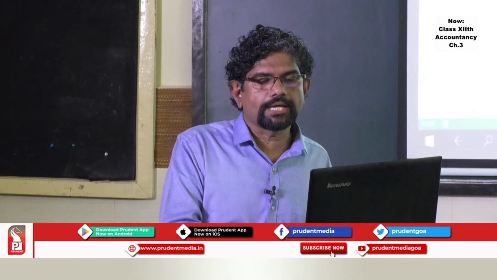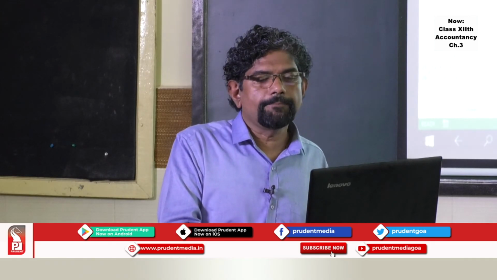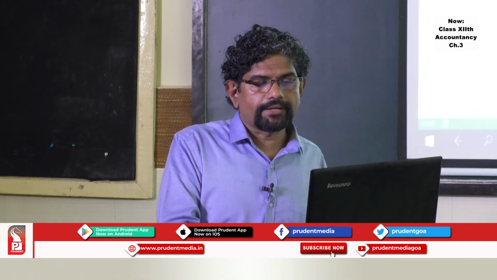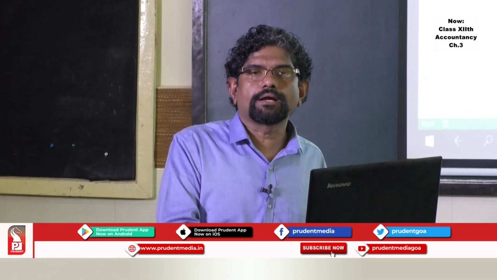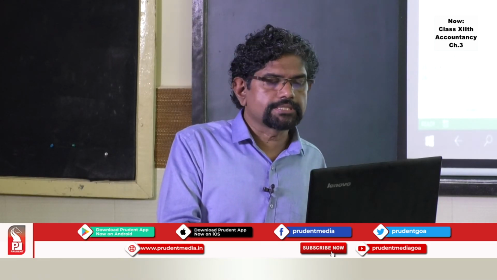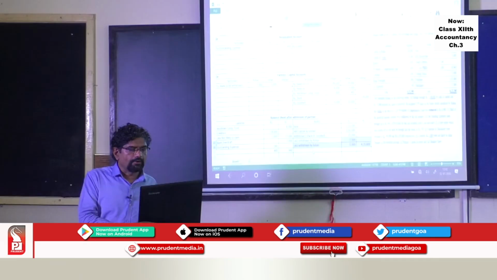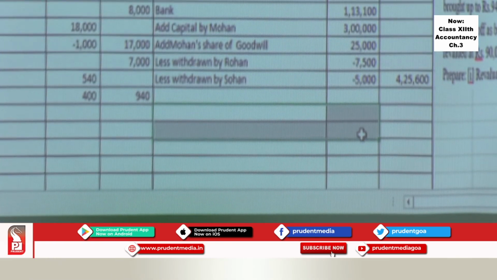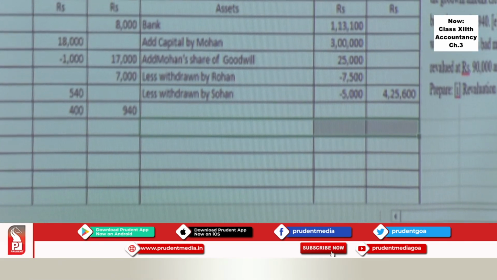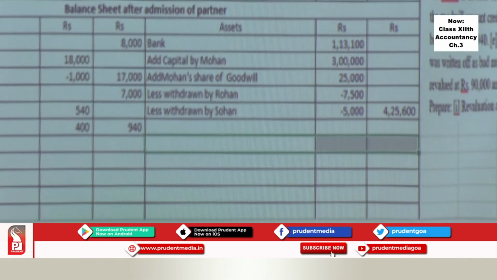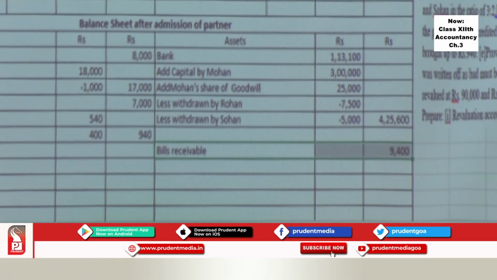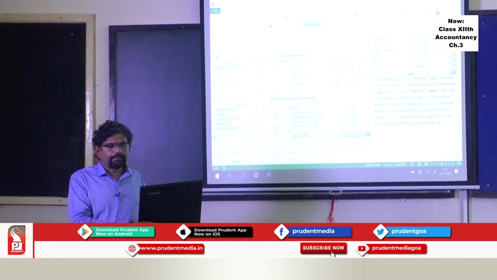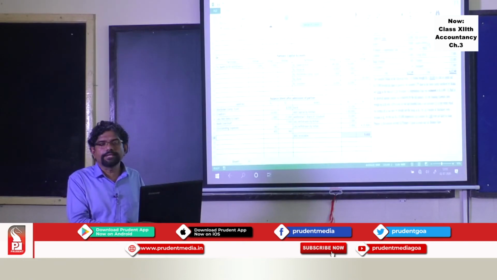Okay, now we will go to the asset. We were on the asset side. Bank account we have done. For bills receivable, there are no adjustments given regarding bills receivable. So we will just transfer bills receivable to the balance sheet on the same side, the asset side. Okay, on the asset side we will just copy it. 9,400, no adjustment given.